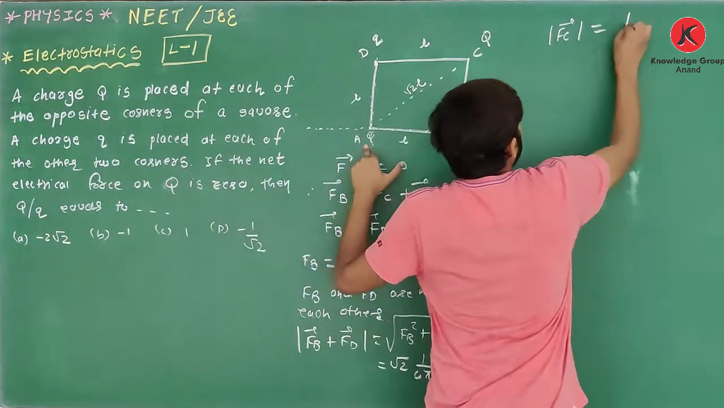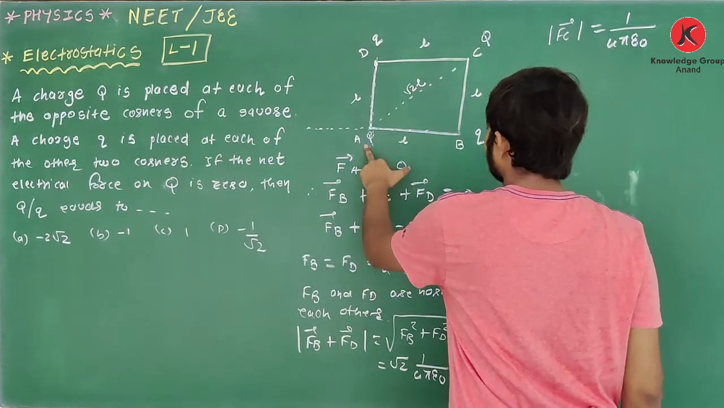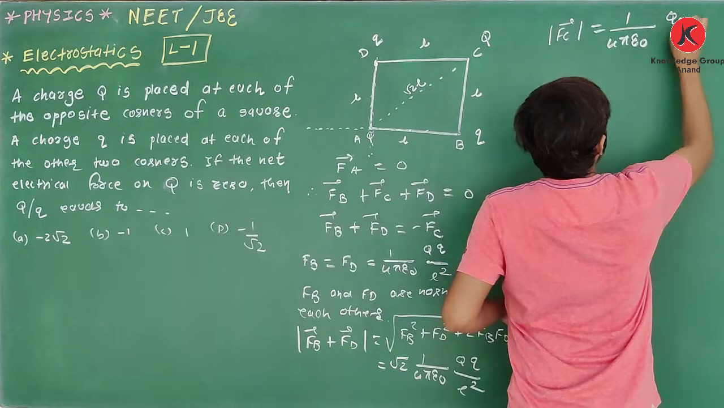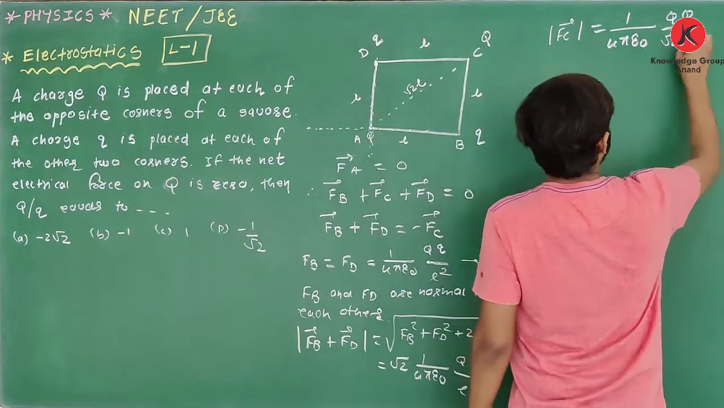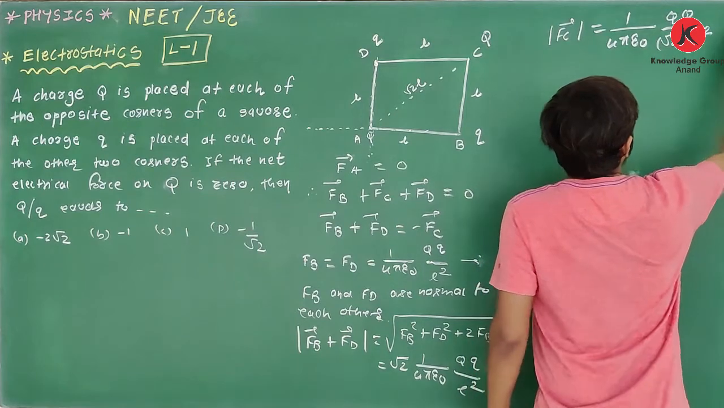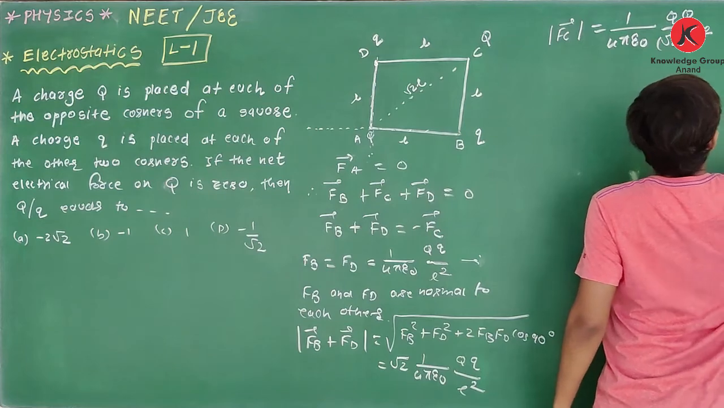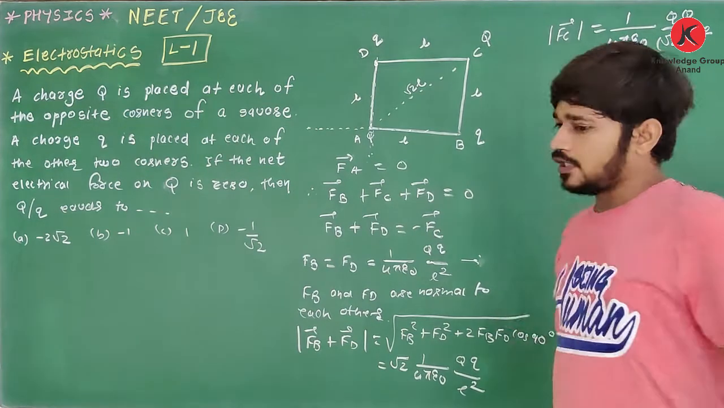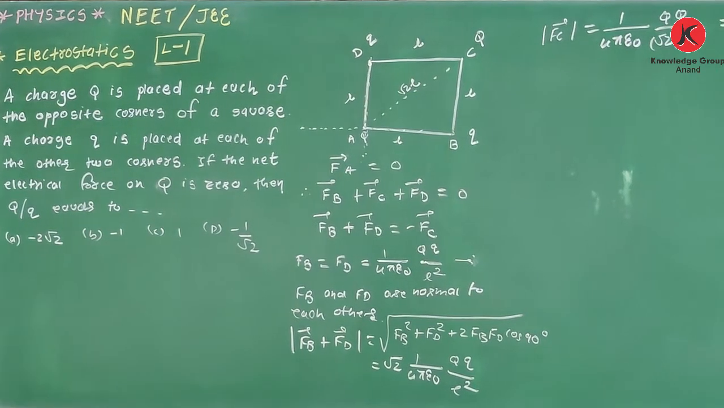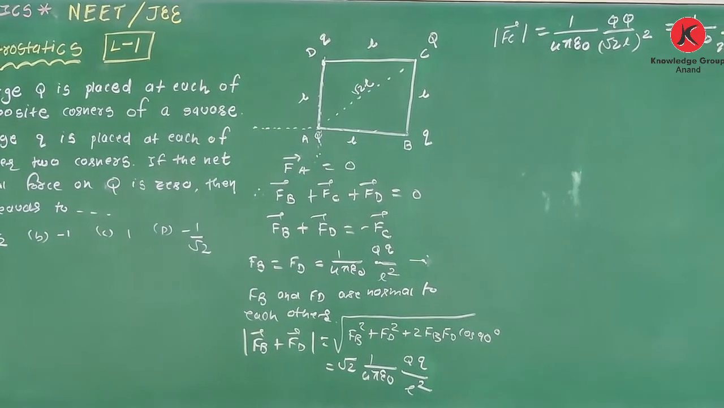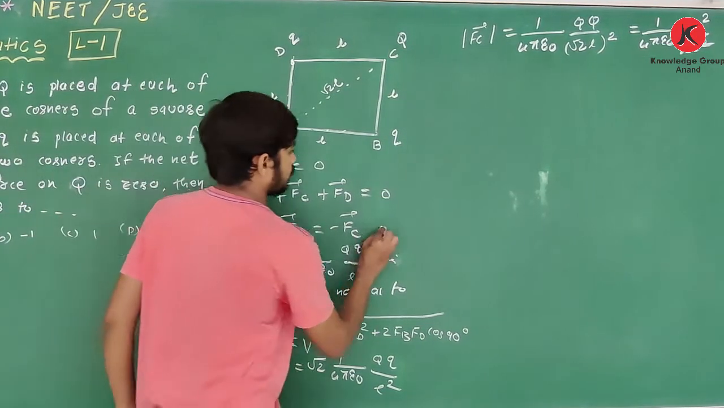Yes, it is simple. It is 1 upon 4 pi epsilon 0, Q Q divided by the distance. What is the distance? It is root 2 L whole square. So I can write it as 1 upon 4 pi epsilon 0 times Q square upon 2L square. Clear about this? Okay, so now see what is the meaning of this equation.